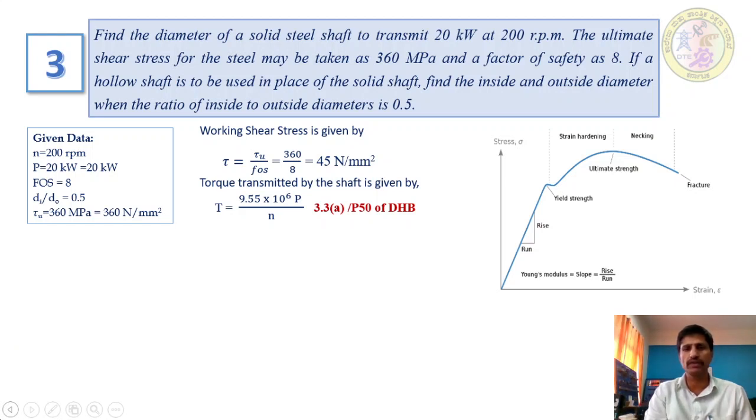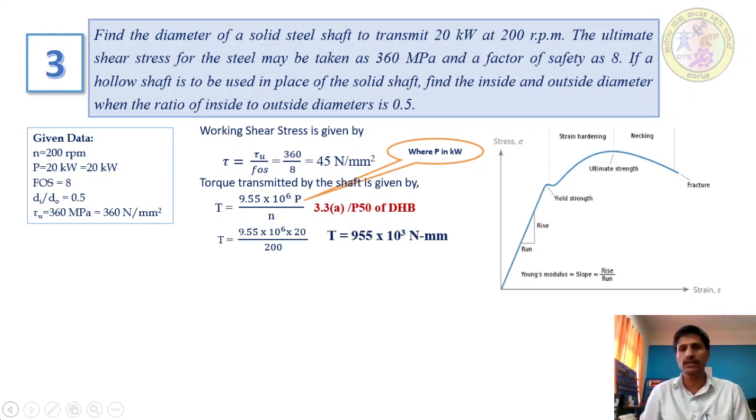So you have to substitute the value of power in kilowatts and N in RPM. If you do that, you are going to get the answer as T is equal to 955 into 10 raised to 3 Newton millimeter. This is the answer you are going to get.